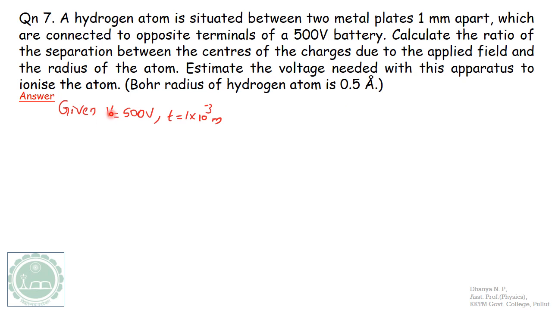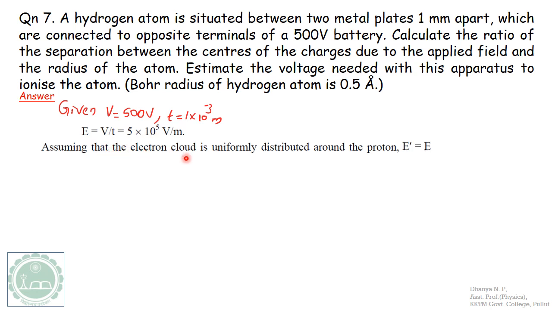Given voltage V is equal to 500 volt. Opposite terminals are connected with the 500 volt battery. Therefore, V is equal to 500 volt, and the separation between the metal plates is 1 mm. It is equal to 1 into 10 raised to minus 3 meter, millimeter is converted into meter. We have electric field E is equal to voltage divided by distance, V by t. Therefore 500 divided by 1 into 10 raised to minus 3 will give 5 into 10 raised to 5 volt per meter.